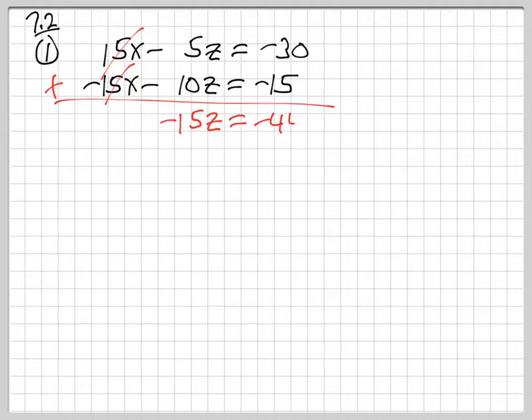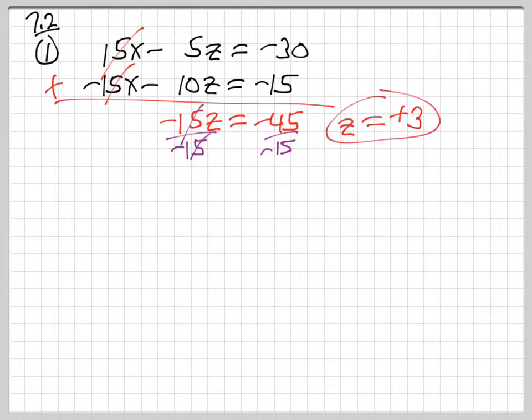So now we got x to cancel. Now we're down to one letter. We can solve for one letter. Divide by minus 15. Boom, boom. So z equals, that's going to be positive 3. On your calculator, two negatives make a positive 3. So now we've got z. So we got one answer.